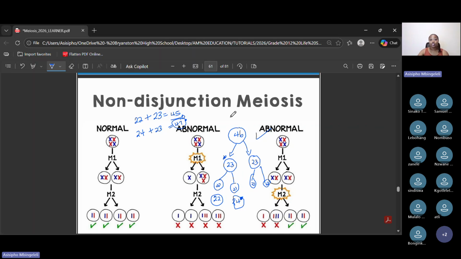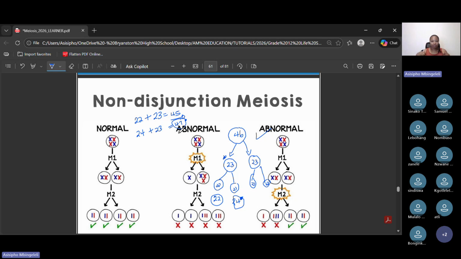So let's get to it. This is application, guys. You read into the question. I think we will do a few questions. You need to read into the question and then you find out the story. Where did non-disjunction occur? Was it meiosis 1 or meiosis 2? And what did it result in?